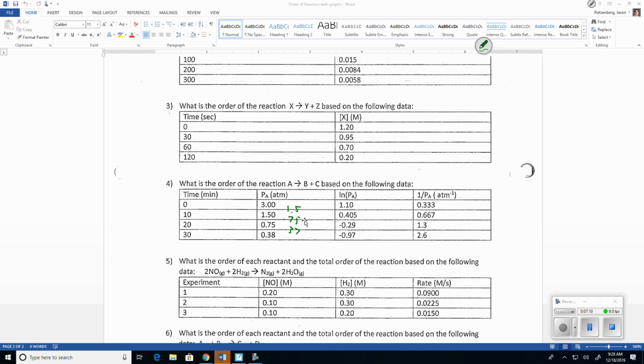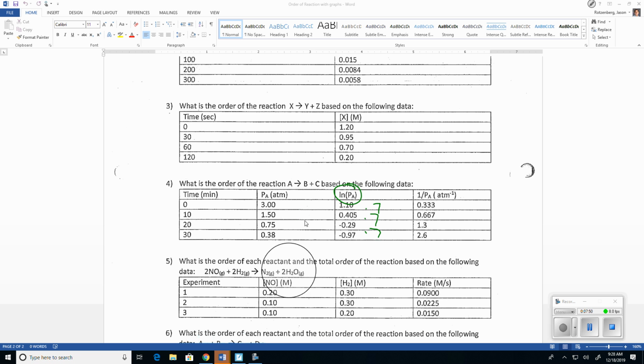If I look at the natural log of these, 1.1 minus 0.4, that's roughly 0.7. 0.4 minus 0.29, that's roughly 0.7. Negative 0.29 minus that, roughly 0.7. Notice how this change is the same. This would give you a linear graph. And if the natural log gives you a linear graph, it's got to be first order. I wouldn't even look at the 1 over concentration, because that won't give you linear results.